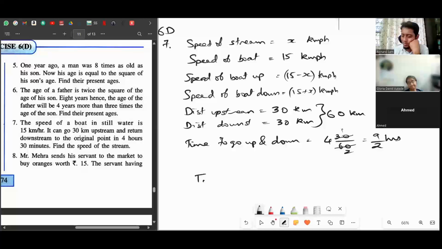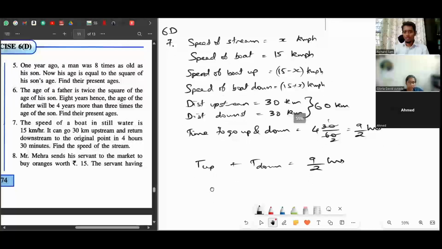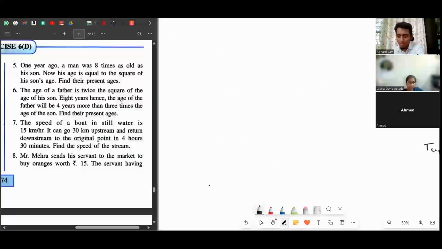Can we write like this? Time to go upstream plus time to go downstream is equal to 9 upon 2 hours. Does this make sense? Time to go up and down, right? Time to go upstream plus the downstream is totally 9 upon 2 hours. Now in place of time, we can put what? Distance upon speed.